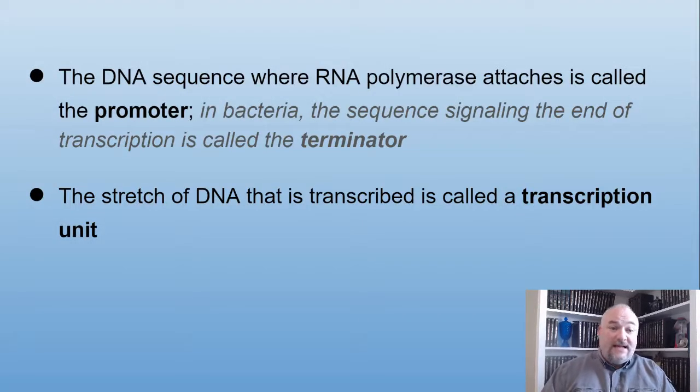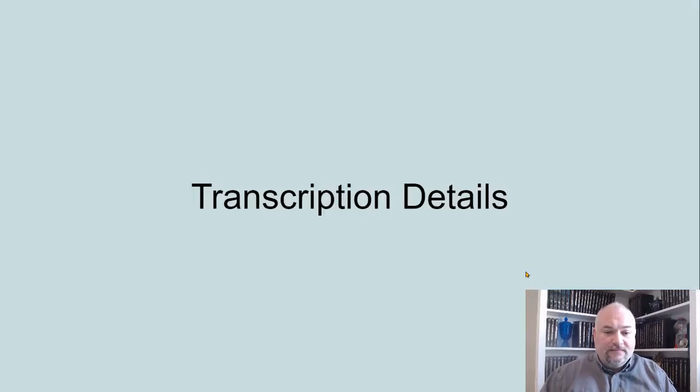So the DNA sequence where the RNA polymerase attaches is called the promoter region. If we're talking bacteria, there's a terminator at the end; you don't have that in eukaryotes. I don't think you're going to need to know that for the AP Bio test, though. The stretch of DNA that is transcribed is called the transcription unit. That section is basically where the gene is, plus a little bit of information on either side to get things started.